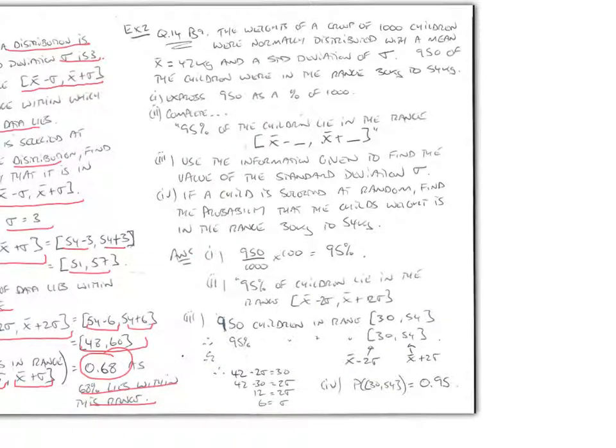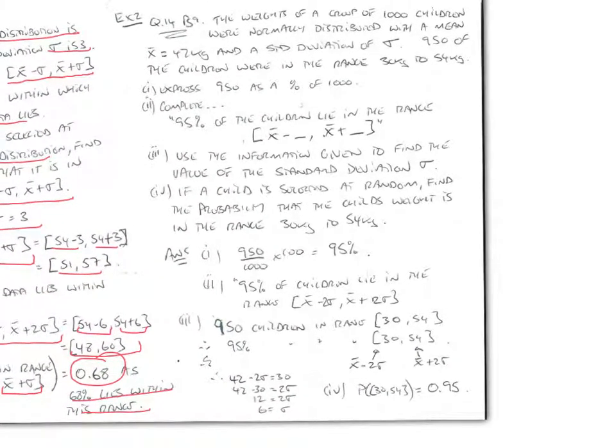Okay, second example. Let's make it a little bit bigger. The weights of a group of 1,000 children were normally distributed with the mean x bar equals 42 kilograms and a standard deviation of whatever it is. We don't know what that is yet. 950 of the children were in the range 30 kilograms to 54 kilograms. First, express 950 as a percentage of 1,000. Then complete the statement here. Then use the information given to find the value of the standard deviation. And finally, if a child is selected at random, find the probability that the child's weight is in the range 30 kilograms to 54 kilograms.